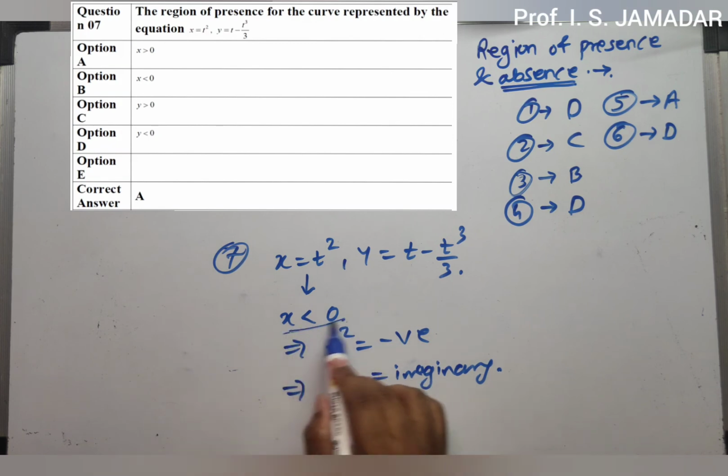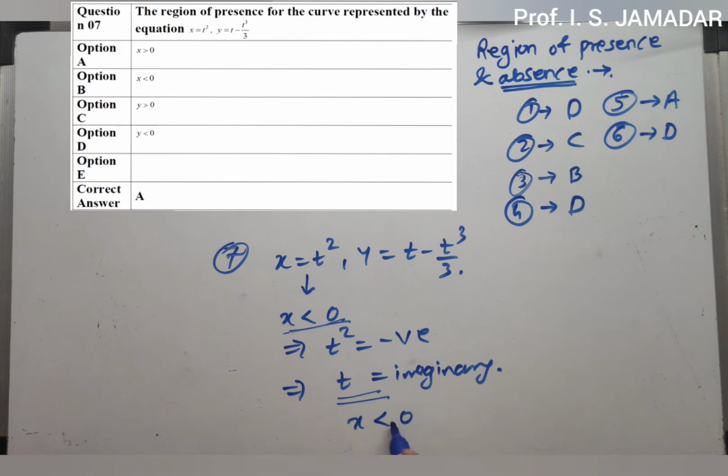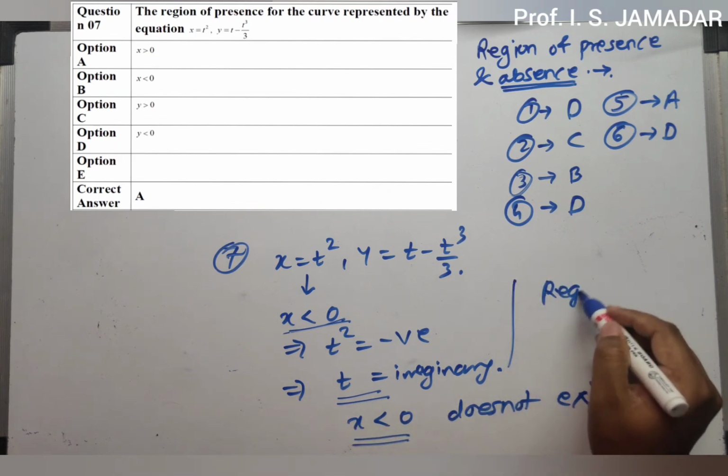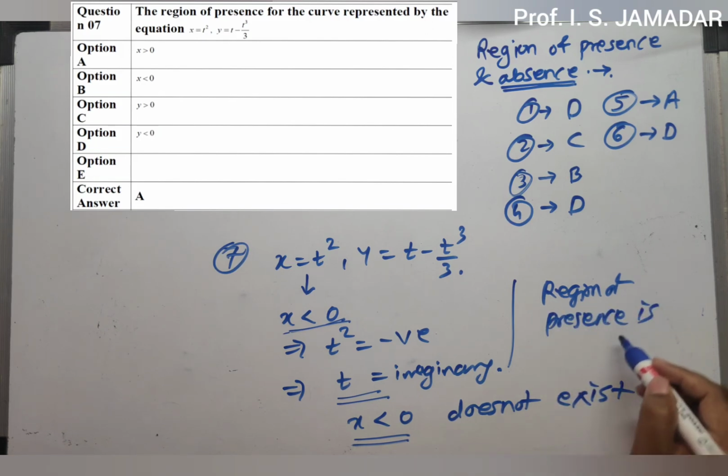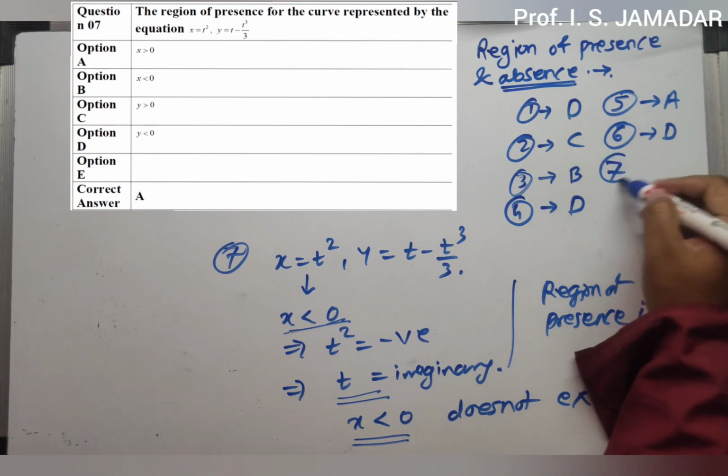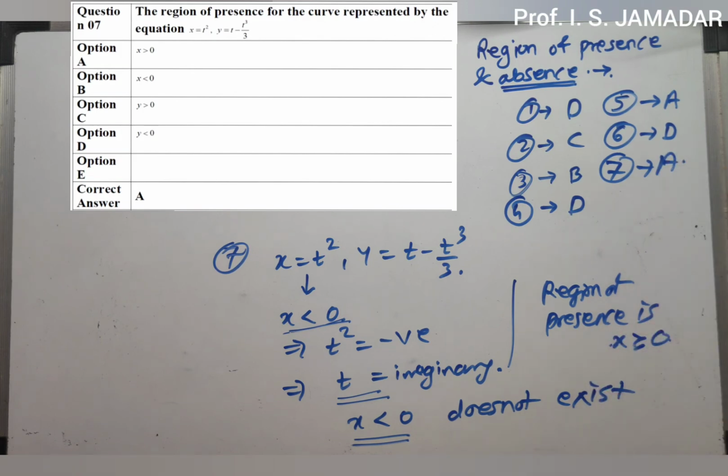It means for x less than 0, there is a problem for t. It means the curve does not exist for x less than 0. So the region of presence for the curve is strictly x greater than or equal to 0. So option A is the correct answer. For 7, the answer is option A.